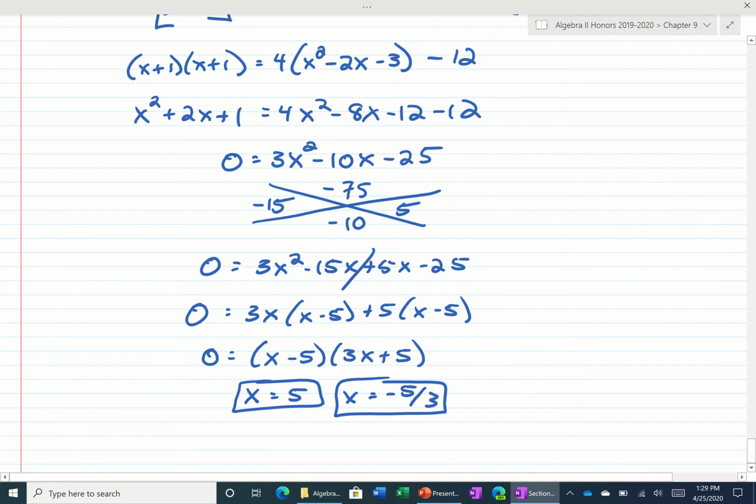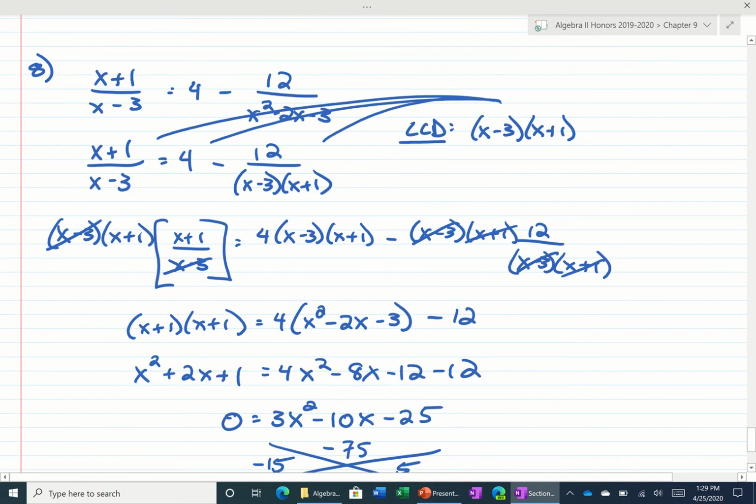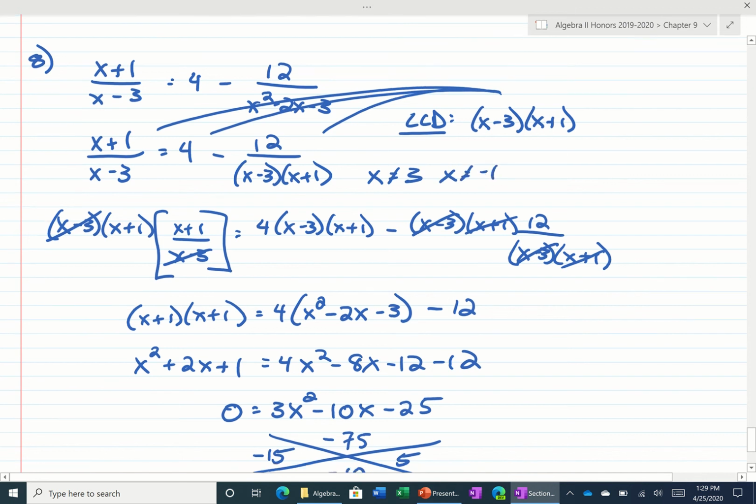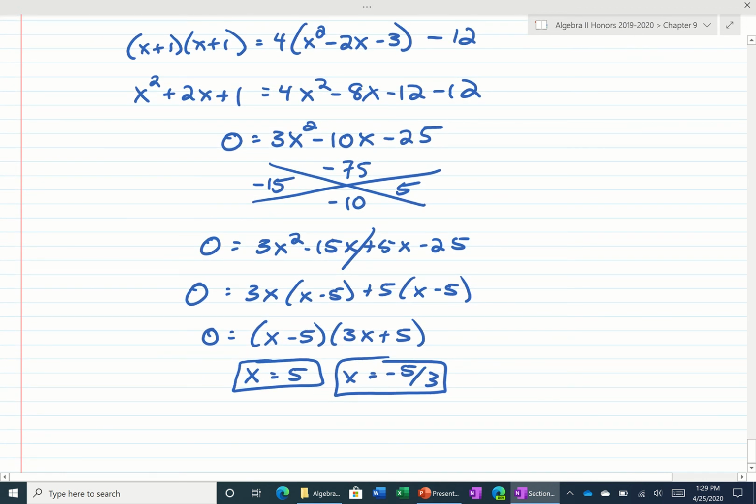I'm going to look at the original problem and just make sure none of our denominators would be 0. So we can't use 3, and we can't use negative 1. And it doesn't look like we get either of those, or either if you're from Heartland, as an answer.